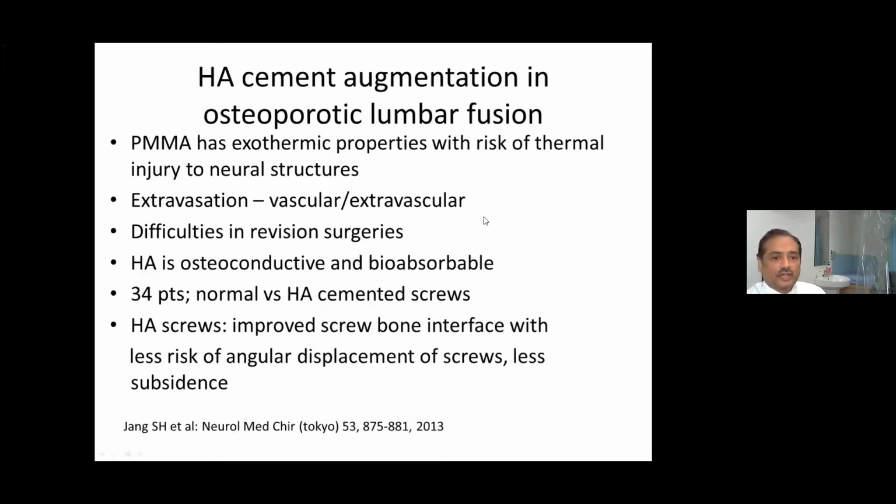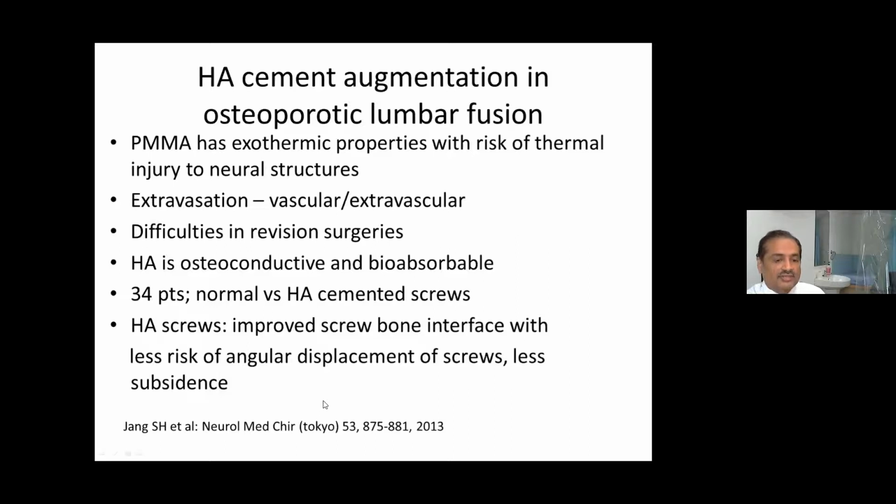So the advantage of hydroxyapatite is that it is an osteoconductive material and is bioabsorbable. There is a better and early integration of the screw into the surrounding bone matrix. In 34 patients, by Zhang et al., they found that none of the patients had any kind of instrumentation failure. All 34 patients underwent surgery involving the lumbar spine.